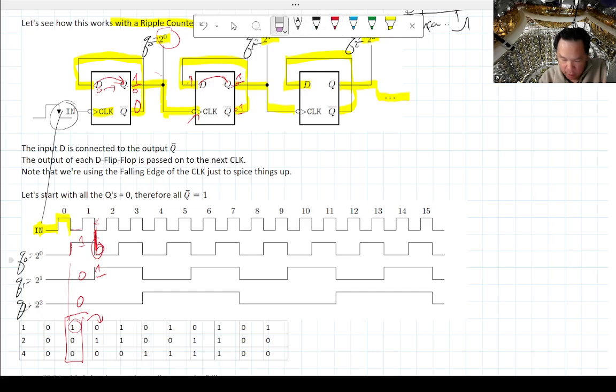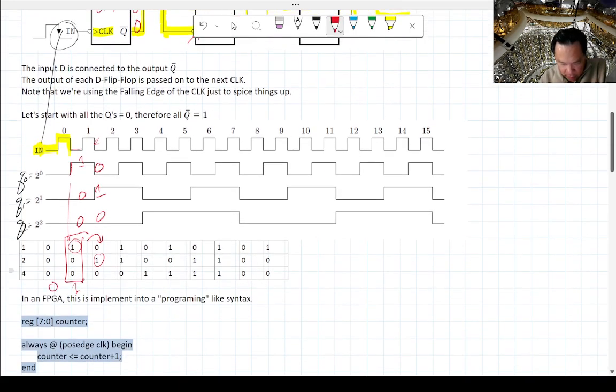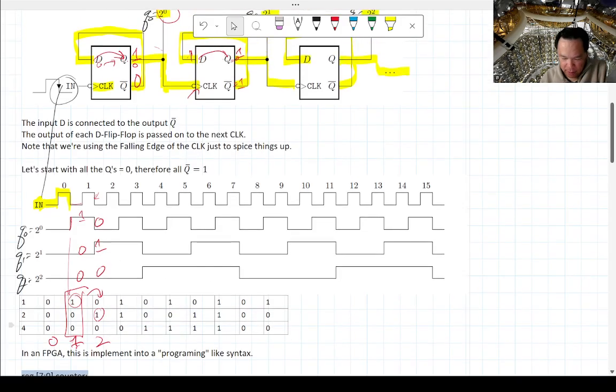Let me erase that a little bit so it's easier to read. 0, 1, and nothing happens to the third flip-flop. Now you get 0, 1, 0, which is equivalent to 2 in binary. So you start at 0, and the total value is 2. Hopefully you're going to start to see the pattern here.